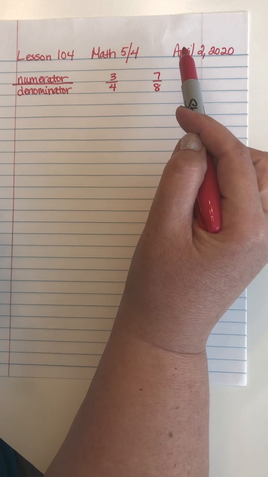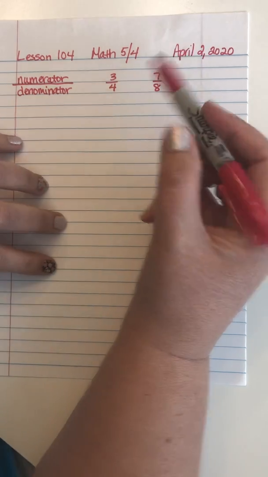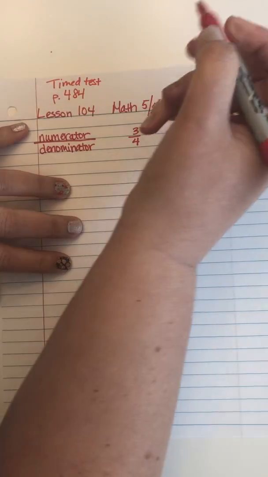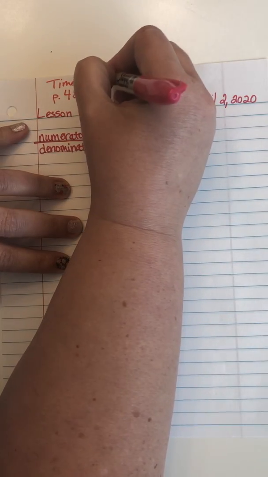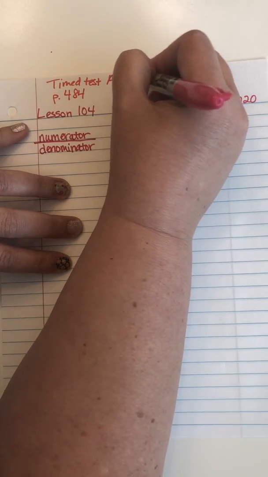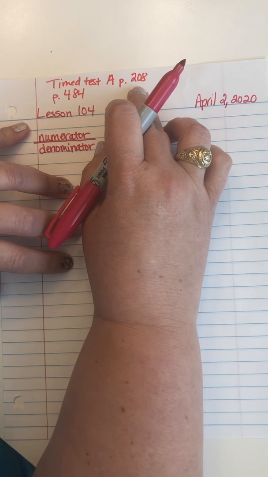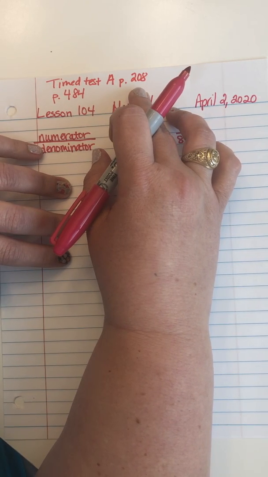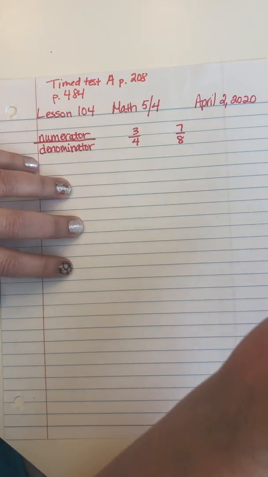Lesson 104 starts on page 484 in your textbook. The first thing you will need to do is a timed test, which is test A, on page 208 in your test and worksheet book. When you complete that and have your parents check it, I'll go ahead and get started with the lesson.